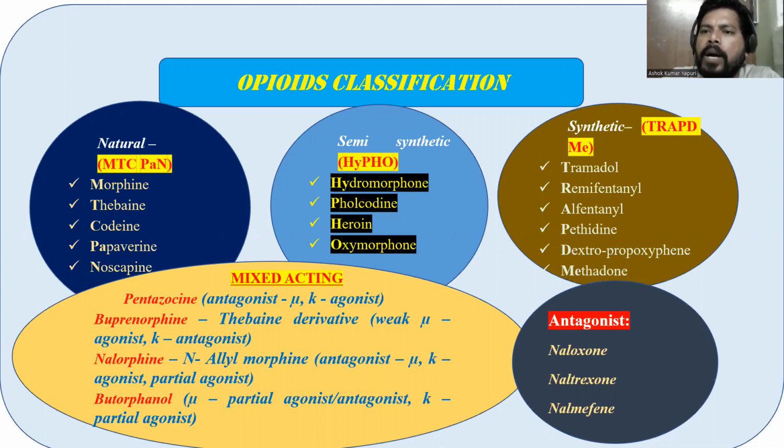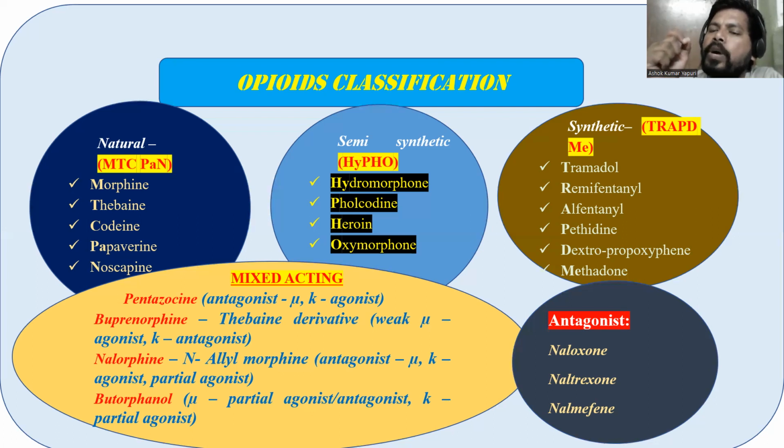So let's enter into the classification of opioids. As you know already, opioids are drugs mainly known as analgesics. They are used to relieve pain, and these drugs act by binding to the opioid receptors like mu, K, and delta receptors. All three opioid receptors belong to the G protein coupled receptors.